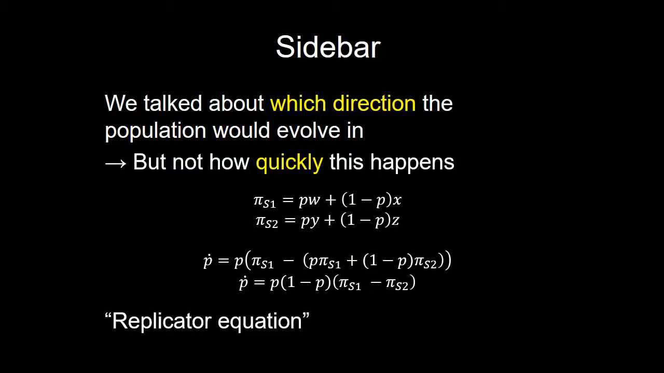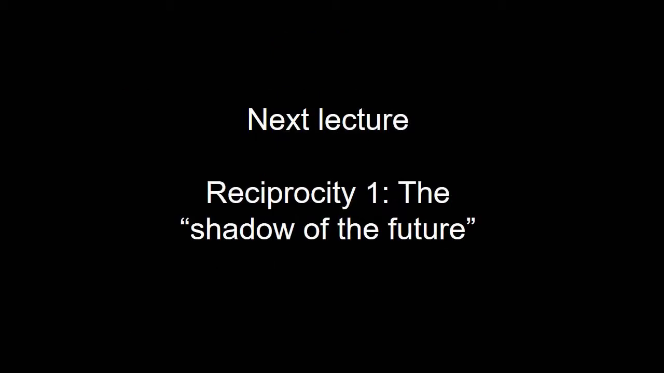The mechanism that we're going to do next is reciprocity, the shadow of the future, as they call it, which is to say, when 2 agents interact repeatedly, then your action today has some consequence in the future, and the shadow of the future, projecting back into your current decision, can influence your decision making.